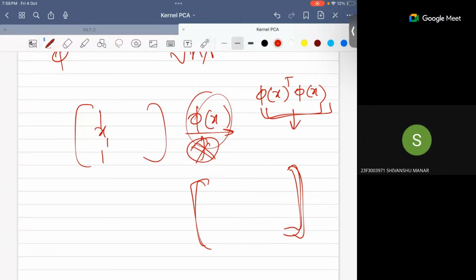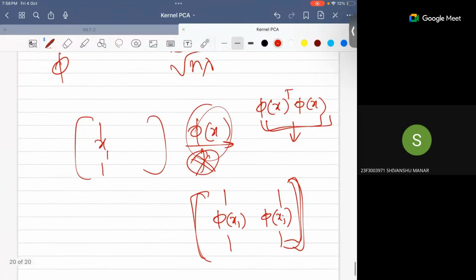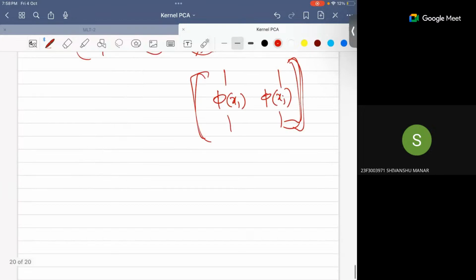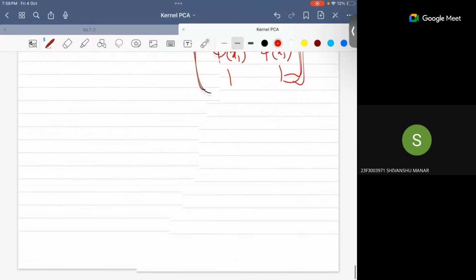Yes, sir. But we don't have the exact mapping. Do we have this? We don't have this, correct? And if we don't have this exact transformed matrix, these exact transformed vectors, then how will we calculate?